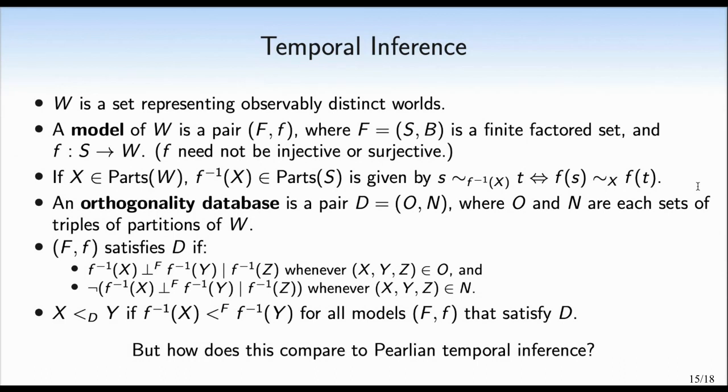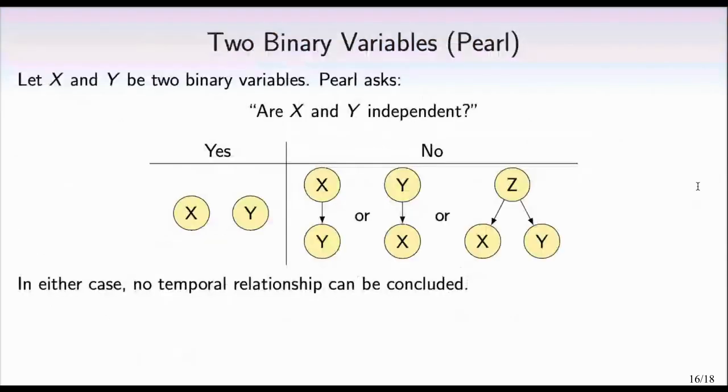Pearl has a lot of stuff in Pearlian temporal inference. And actually I think that in a strong sense, if you have a lot of data, you can often infer stuff in the Pearlian case. And I've set up all this stuff, but then there's the question of, well, how powerful is it? And for that, we're going to go to an example. All right, so two binary variables.